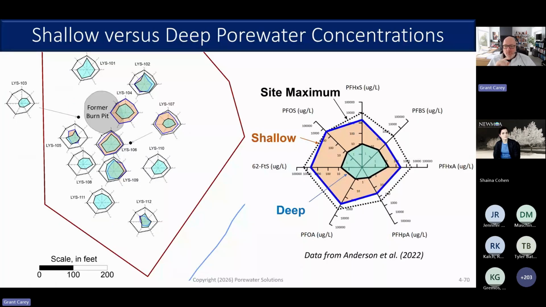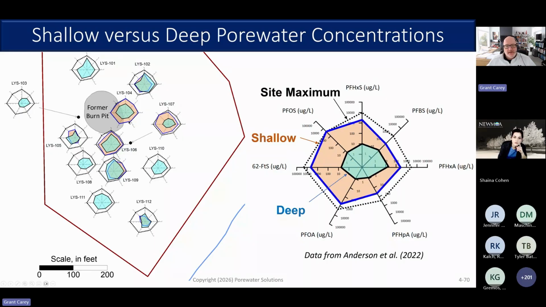So then what we did, we actually created one combined radar diagram map that shows 2 sets of radar diagrams. There's the shallow, there's nested lysimeters installed in the 2022 study that Hunter Anderson did with Wood. And you can see the shallow lysimeters tend to be much higher in concentration. That's this orange data series, than the deep lysimeters shown over top. And in this example in the legend, the shallow concentrations are orders of magnitude higher.